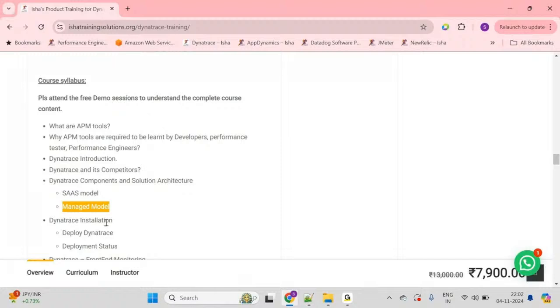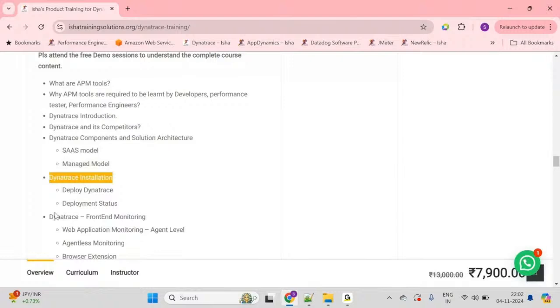And then straight away, the Dynatrace installation part of it. Actually, not only Dynatrace, guys. I'll draw a picture maybe.